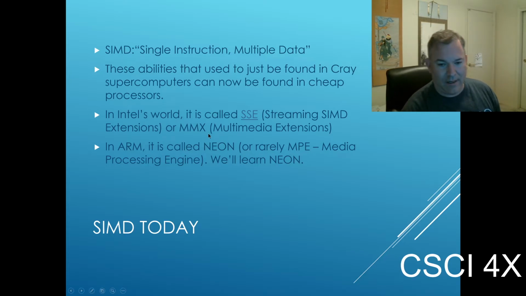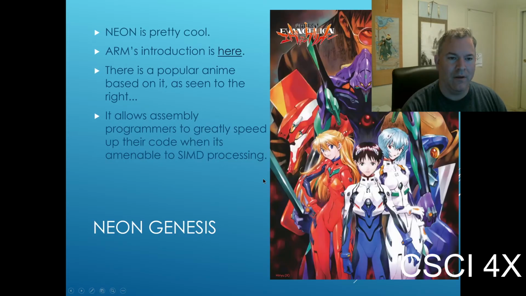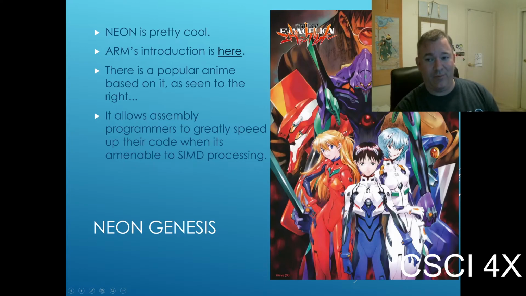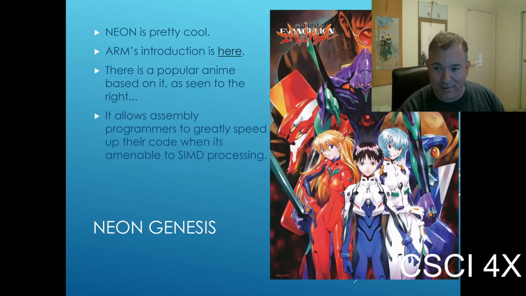On ARM, it's called Neon. And you also see terms like MPE and VFP. We're going to learn Neon. Okay. So Neon Genesis Evangelion is, of course, one of the best animes of all time. And what it allows you to do is drastically speed up your code. It's also how you can do floating point math. We haven't done any floating point math in this class, right? Nope. Now you're going to learn.